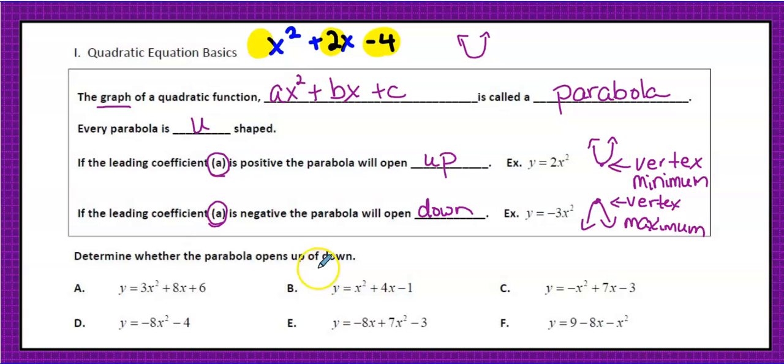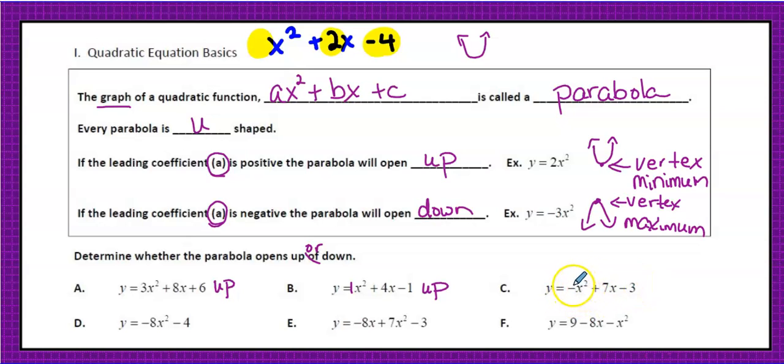Let's look at these down here. This word should be "or." Determine whether the parabola opens up or down. Okay, so here we have a positive 3, so that means it opens up. And up is a positive direction if you think about it. Let's go to B, sorry. The coefficient of the x squared term, the a value, is 1, so that's positive, and that would be up.